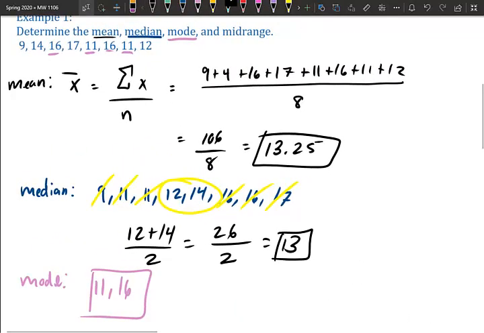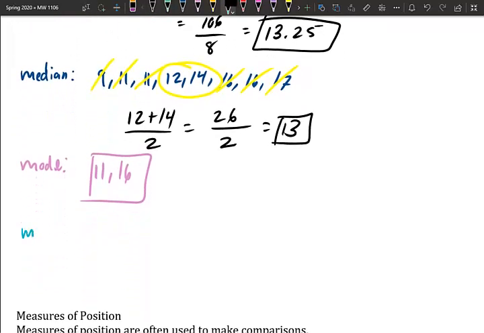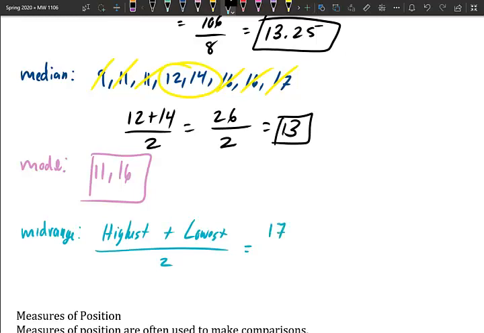Now we have to find our mid-range. So mid-range, that's highest plus lowest divided by 2. So the highest number in our data is 17. The lowest number in our data is 9. So we add those up and divide by 2. We do 26 divided by 2, which is 13.